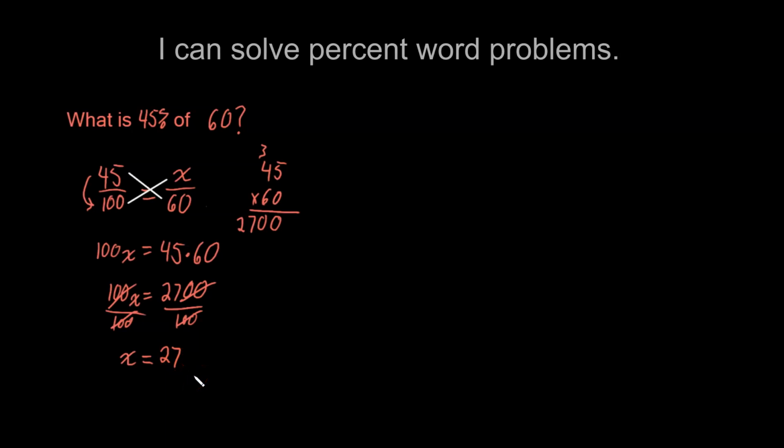So let's look at this problem and come up with a formula that we can use. We were given 45% and we put that over 100. So our formula is going to be percent over 100 equals, and we were looking for the part of the whole. 60 was our whole. So the ratio from the percent to 100 is equal to the ratio between the part over the whole. This is our formula: percent over 100 equals part over whole.